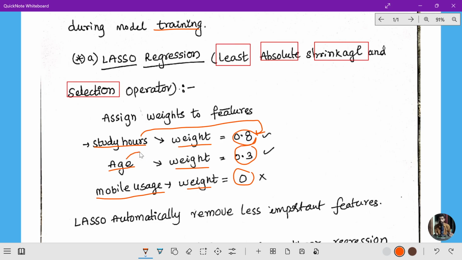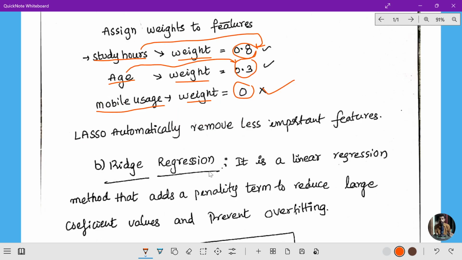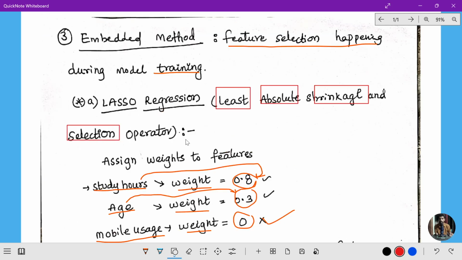But if you see age, we may not always say it affects marks, so I reduce the weightage to 0.3. But for mobile usage, the weightage could be 0 because mobile usage may not be related to the marks. This is what we call lasso regression. Lasso automatically removes the less important features. So this will automatically remove the less important features. This is called lasso regression.